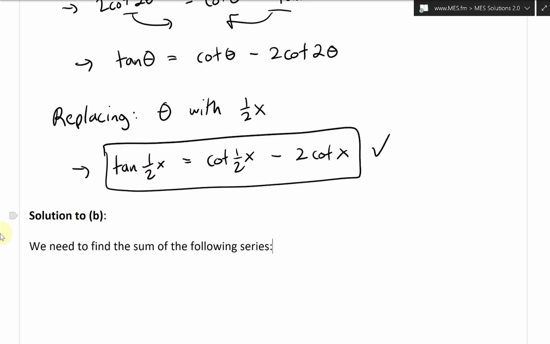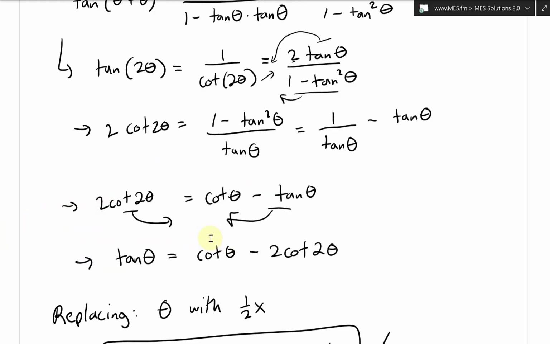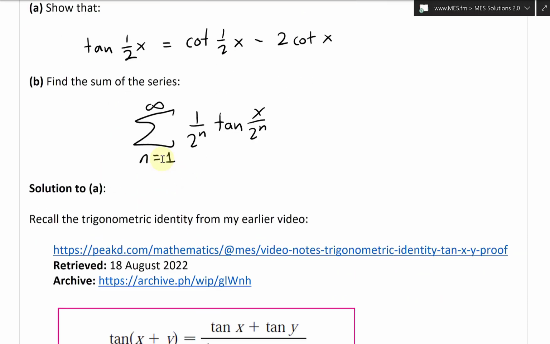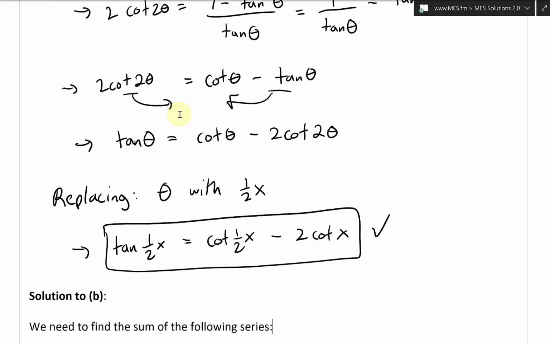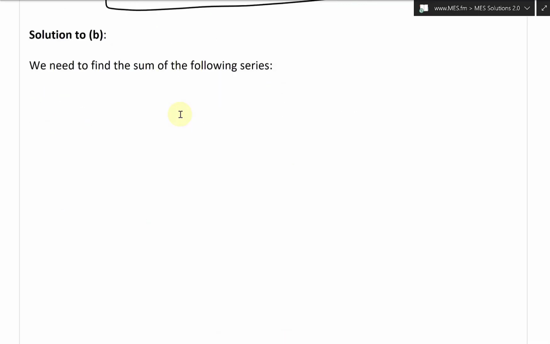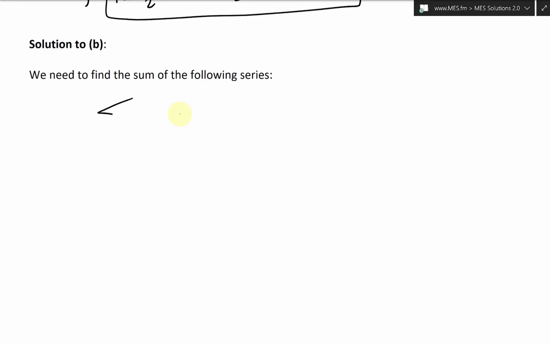Alright, now that we have part A, let's look at the solution to part B. So we need to find the sum of the following series. So this one right here, summation from n equals 1 to infinity of 1 over 2^n times tan of x over 2^n. So let's just write that down for completeness. So n equals 1 of, this is going to be 1 over 2^n of tan x over 2^n.